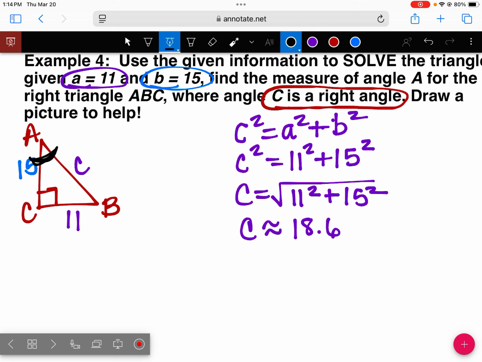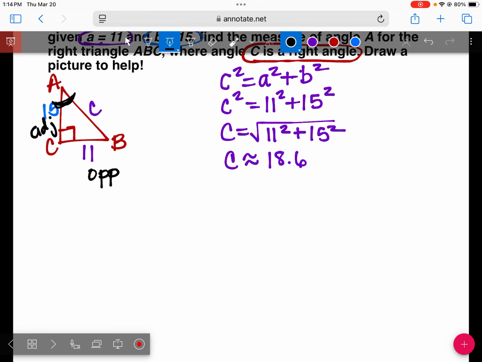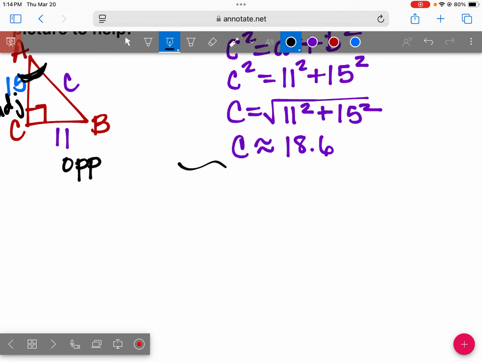So this is my angle. What would 11 be? Is 11 opposite, adjacent, or the hypotenuse? Opposite. So put an OPP. What about that 15? Adjacent. So what trig ratio do you think uses opposite and adjacent? It's killing me that we're looking at that front page when we literally talked about this. It's tangent. So make sure y'all know that because you're not getting any formulas or anything. You have to know that part.